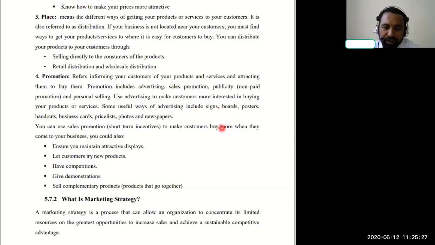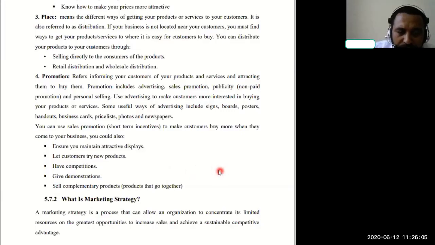Have a competition. Whenever there is a competition, it encourages customers to acquire or buy the appropriate product. Give demonstration. You have to show some demonstration about the product, and this will attract customers more. This is a kind of sales promotion activity.